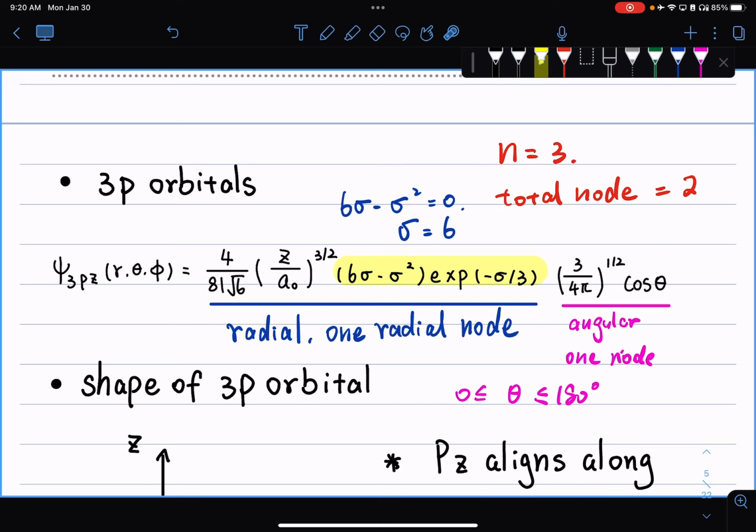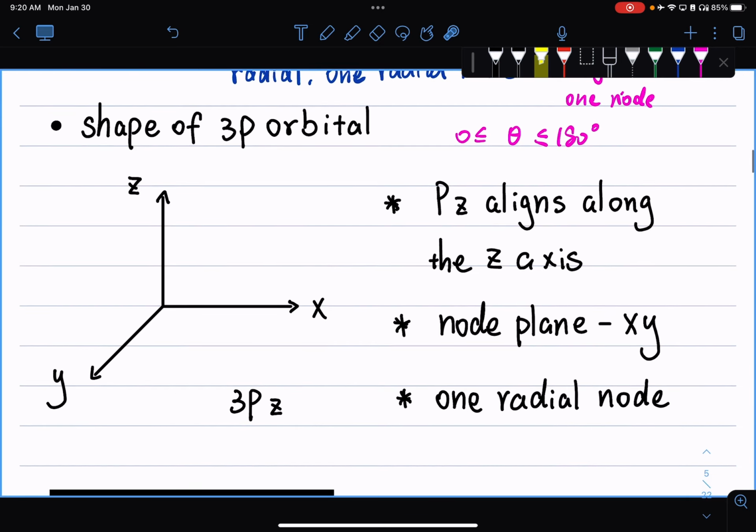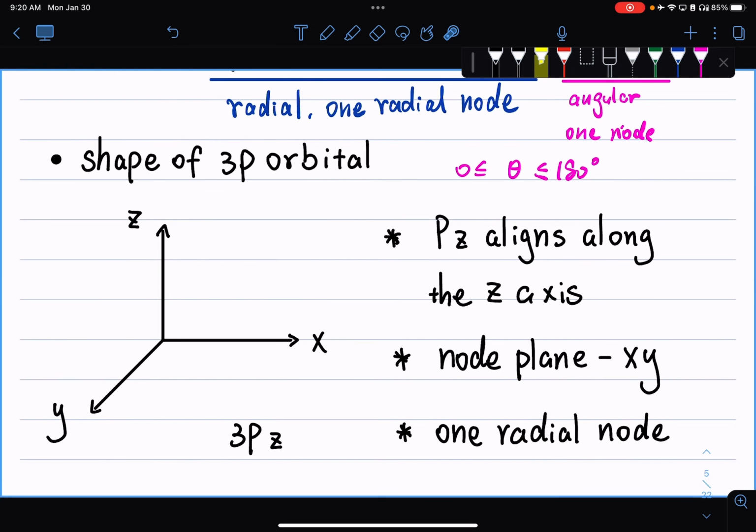Okay, so moving on to the shape of the 3p atomic orbitals. Let's look at 3pz. Again, it's a pz atomic orbital, so my pz term is going to align along the z-axis. This is just my way to do it, but you can do it your own way. I think the best way on my end is to write out where the node plane is. First things first, we know that the node plane aligns along the xy plane. All right, so this is my angular node plane.